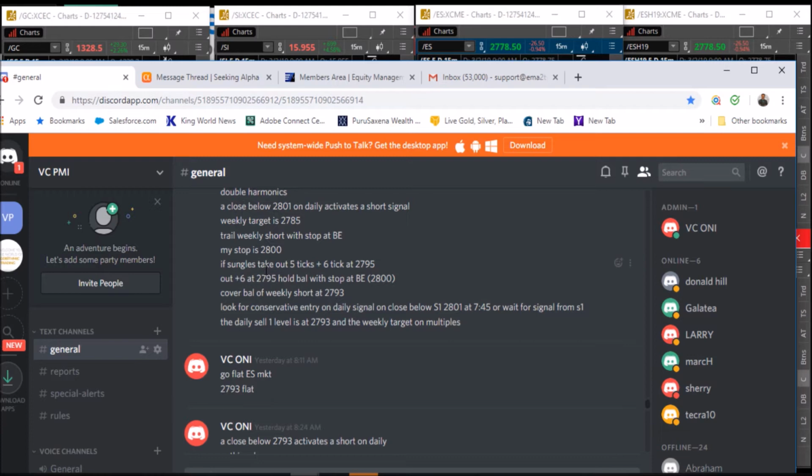And I specifically tell you, if you have multiple contracts, you take out 5 ticks on the first contract. And in this case, we took out 6 ticks at 2795. The market came down to 2795. I took out 1 contract. I was out with 6 ticks at 2795, and I have my stop on my balance now at break even. The level below on the daily of 2793 is the target, and I ask you to cover that balance at that level.